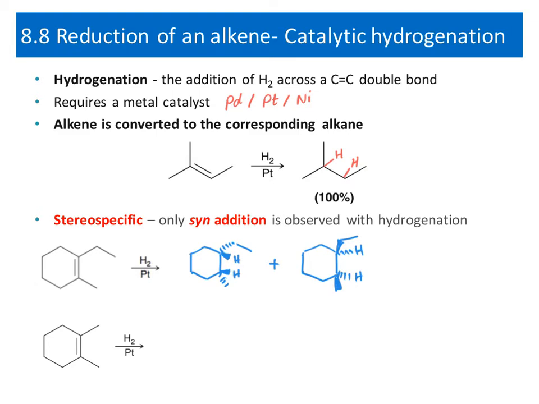Now let's look at the second example. So in the second example, again, we need to add molecular hydrogen across the double bond, and after doing this, we are going to form two chirality centers. So we need to show the stereochemistry.